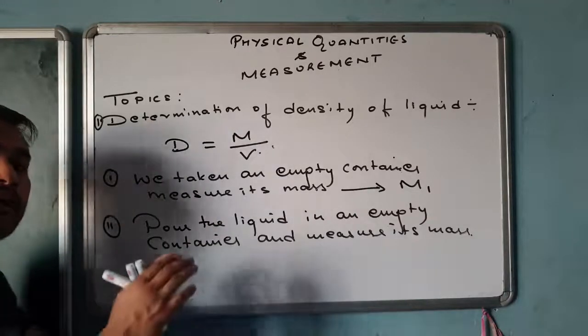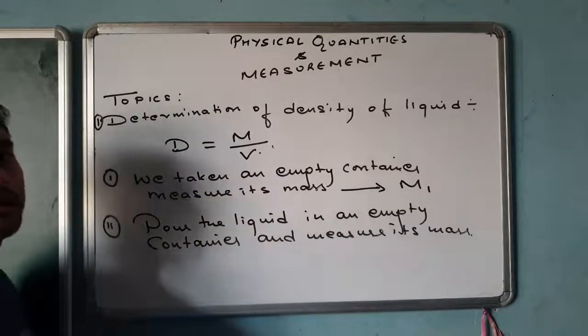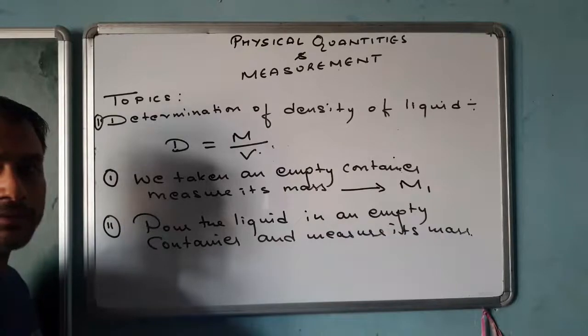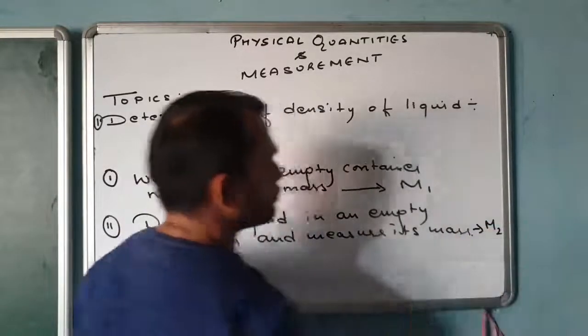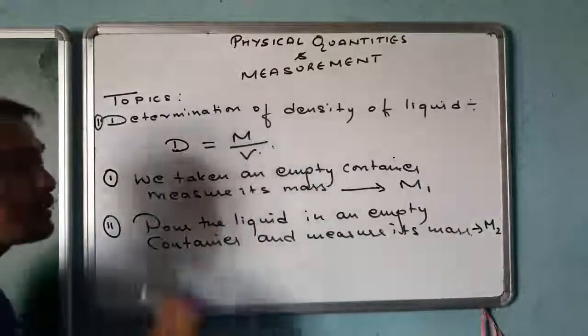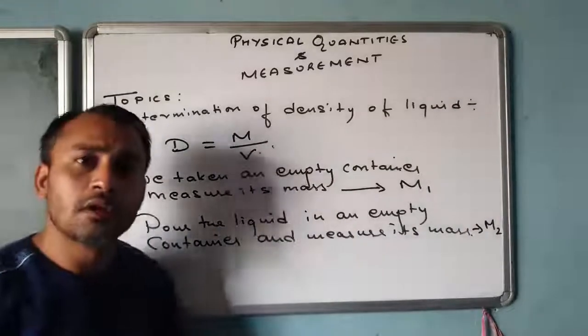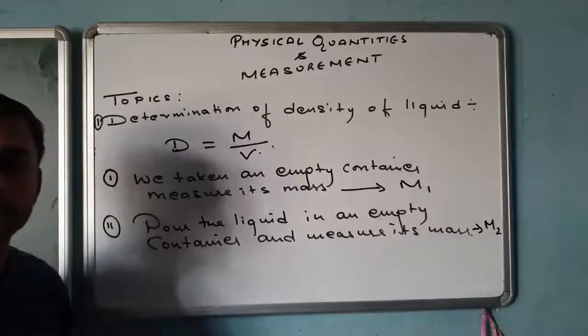Once we fill that container with the liquid, we again measure the mass of that container along with the liquid in a beam balance or a physical balance. And we consider that mass as M2. Now what is M1? It is the mass of the empty container. What is M2? It is the mass of the container plus the mass of the liquid.